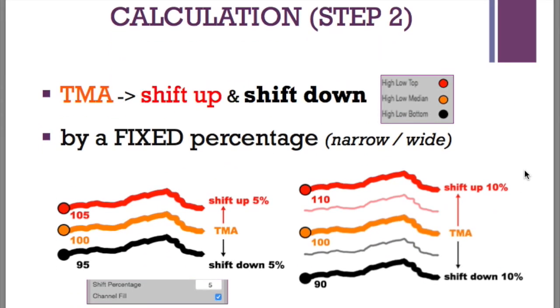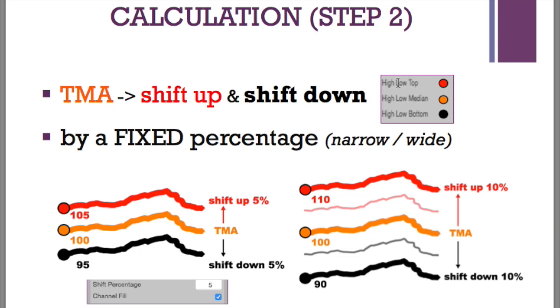Now, how do we do this? We take the triangular moving average and we shift this up by 5%, and we shift this down by 5%. Same percentage, a fixed percentage. It's just an example: 100 becomes 105, 100 becomes 95. And we do this for all the values. Like this, we get the upper band, the high band, and the lower band, the low band.